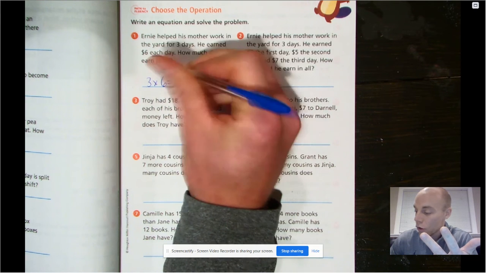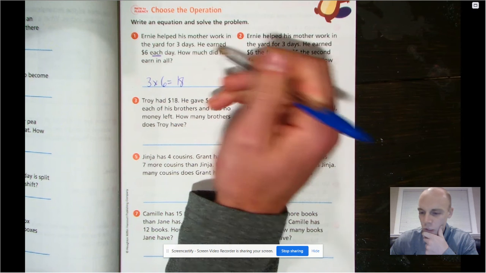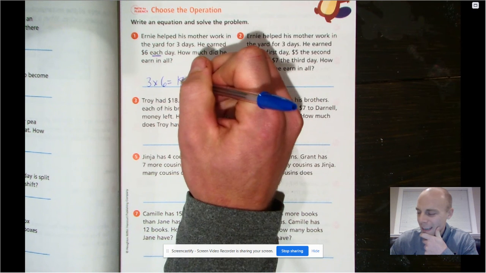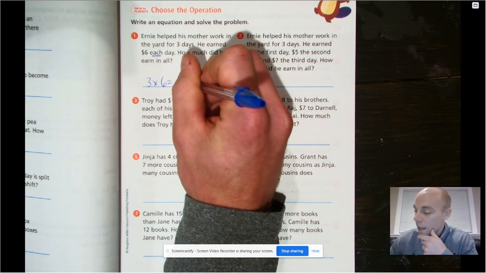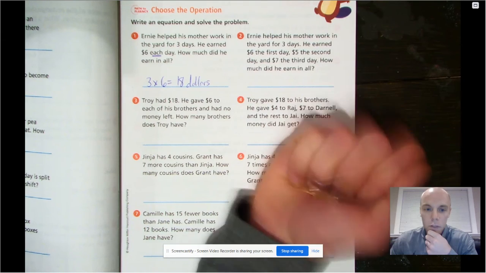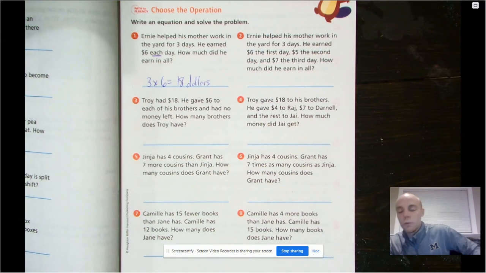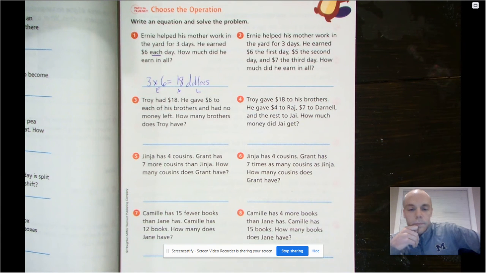How much did he earn in all? It doesn't say how many. So usually it's the word after how many. So how much? 18 what? It'd be 18. Yeah, $18. So you can either put the dollar sign or just put the word dollars there. Perfect. Multiplication problem, $18. We have an equation, we have our answer, and then we also have our label. We're not going to do any drawings for this page here.